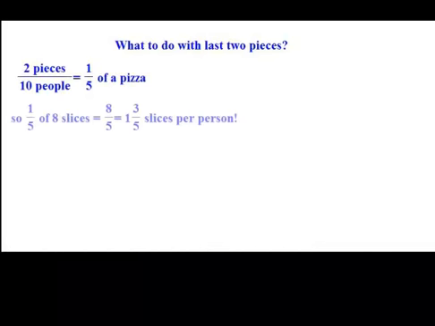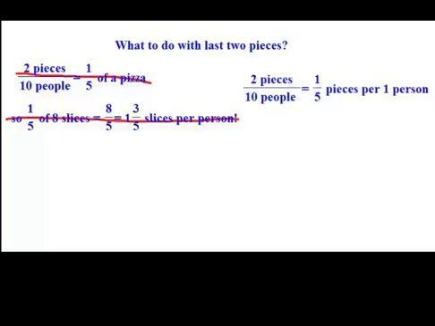Wait, that can't be right. 1/5 of the pizza would be equal to 1/5 of 8 slices, which would be 1 3/5 slices. Good point. So then that must not be right. So I guess back to the drawing board. Maybe we don't have to start over. Let's think about those 2 pieces divided by 10 people, so it must be 1/5 of a piece per person. Now that makes sense. But I want to think about the 2 slices in terms of the whole pizza.